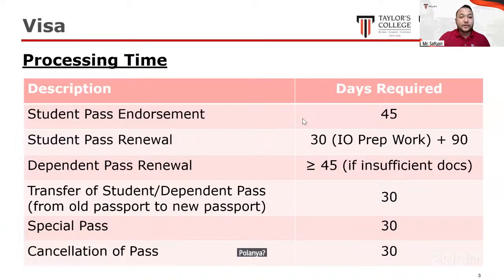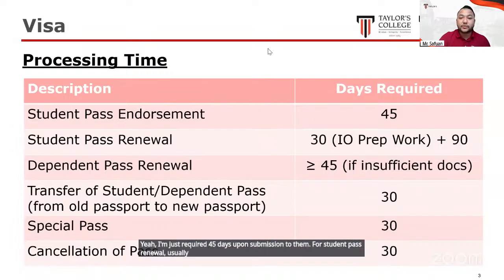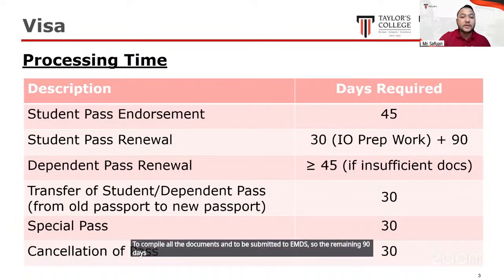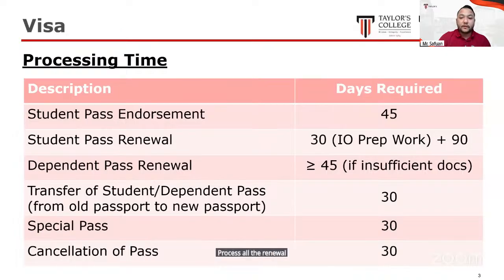Okay, for student pass endorsement, EMGS requires 45 days upon submission to them. For student pass renewal, usually we will request the student to submit to us 4 months before the expiry date of the student visa. So the first 30 days, we will prepare and compile all the documents to be submitted to EMGS. So the remaining 90 days will be for EMGS to process all the renewal documents.